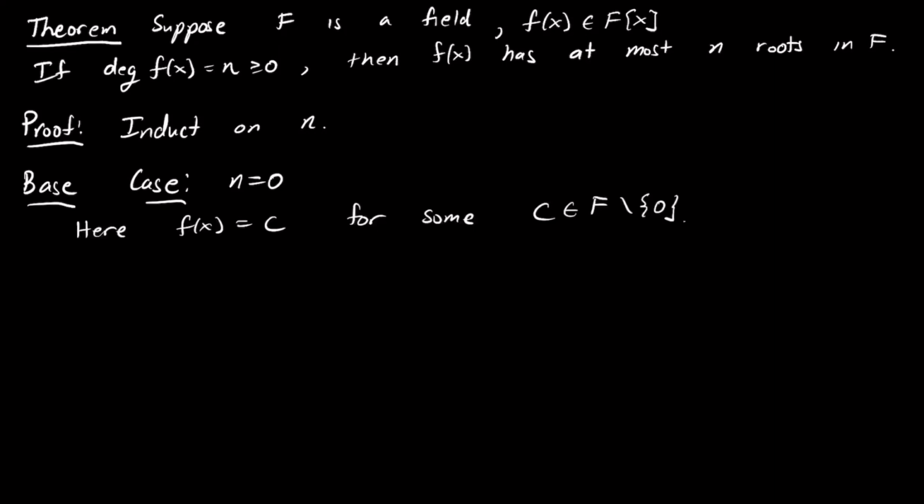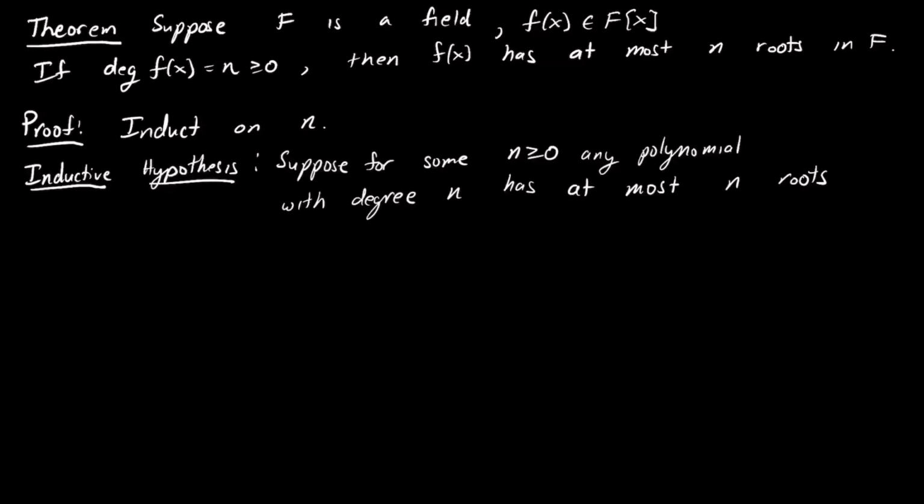All right, so here I'll say that f of x is equal to c for some c in my field that's non-zero. Well, if I think about this polynomial, no matter what I plug in, this polynomial is never going to equal 0, right? f of a is always going to equal c, no matter what a from F I choose to plug in. So the base case is kind of trivial. Basically, if the polynomial is a non-zero constant, then it has no roots. So it has at most 0 roots. Okay, so now we're ready for the inductive step of the proof.